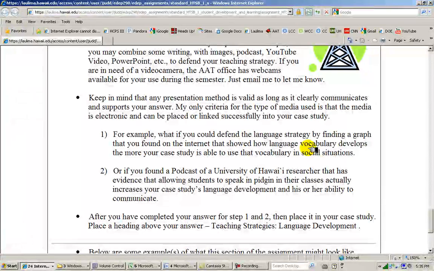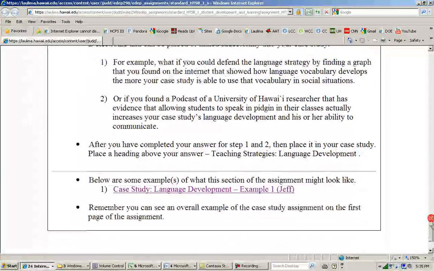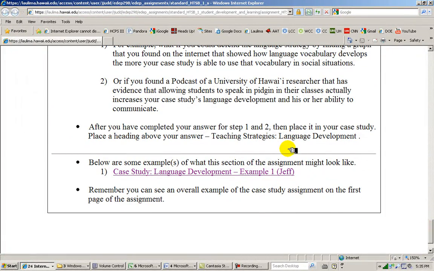For example, you may defend the language strategy by finding a graph on the internet that shows how language vocabulary develops the more your case study is able to use that vocabulary in social situations. So whatever you can do to help support that language development.